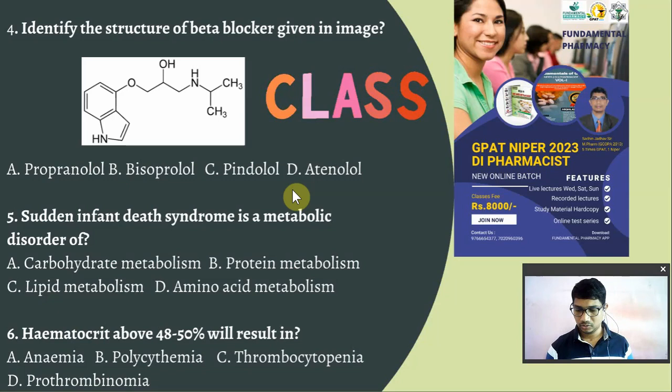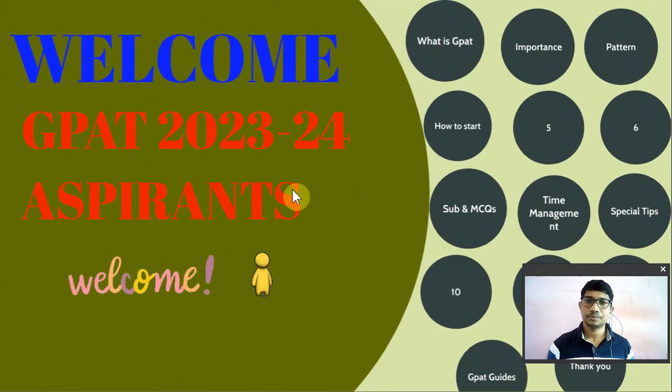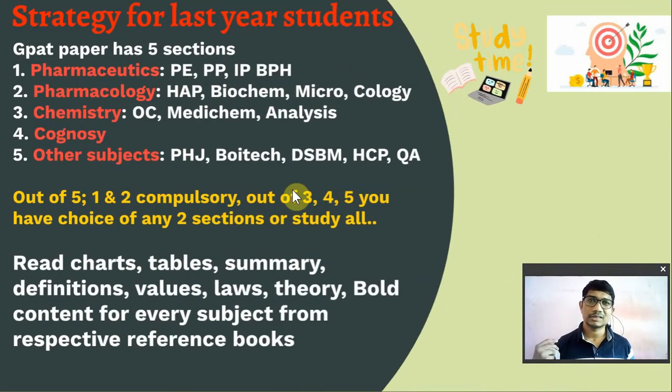Now we'll see next, a strategy for last year students. If you are in your last year and you are preparing for GPAT, see, your GPAT paper has 5 different sections. What are the 5 sections? The first section is pharmaceutics, second is pharmacology, third is chemistry, fourth one is pharmacognosy, and fifth one is other subjects.